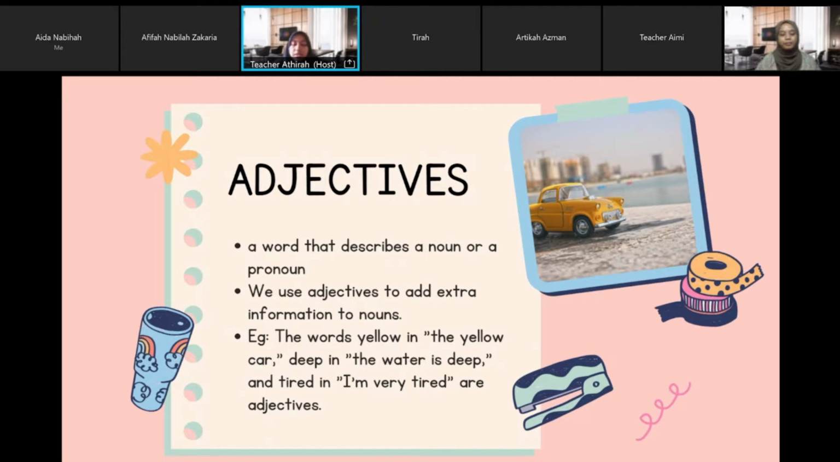Another example, the word deep in the water is deep. Water is a noun, but when we add deep, deep is an adjective. We call it an adjective sentence. The water is deep. Same with tired: I am very tired. So that is an adjective. You use adjectives to add extra information to nouns. Do you understand? If you understand, you can put some thumbs up for me. Yes, thank you, teacher. All right, we move to the next one.